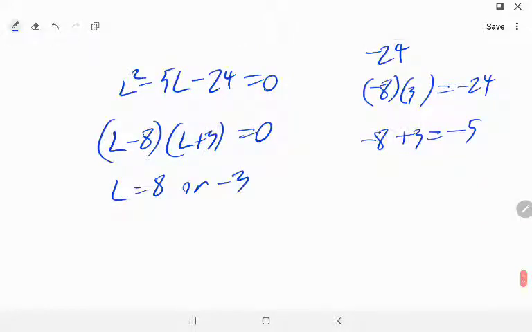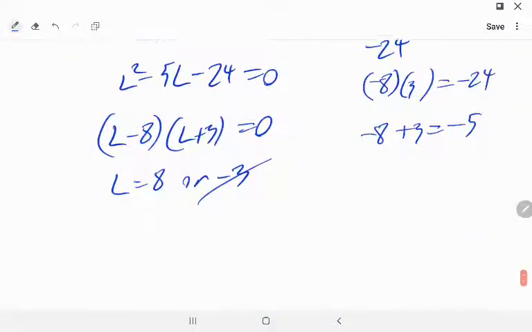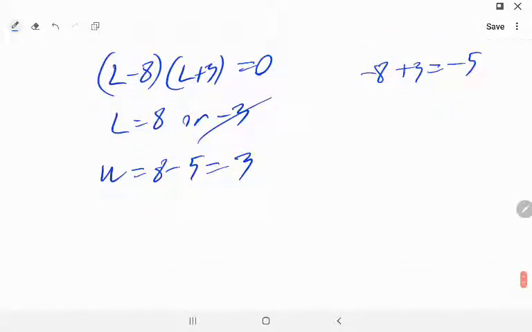And so we get L equals 8 or negative 3, but again, we discard that negative value. And so L is 8, the width has to be L minus 5, and so the width is 3. So we find out that the length is 8 feet, and the width is 3 feet.